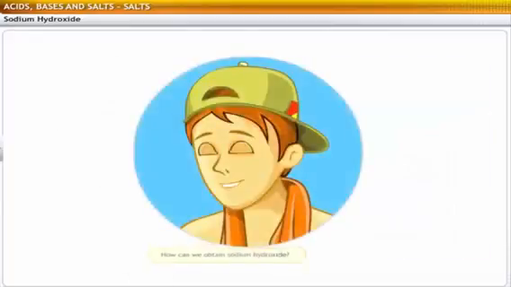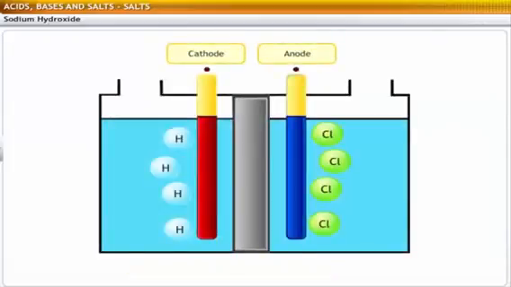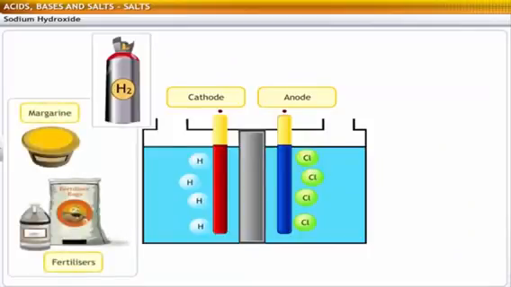How can we obtain sodium hydroxide? Sodium hydroxide is produced by the electrolysis of aqueous solution of sodium chloride called brine. The electrolysis of brine is called the chlor-alkali process, since the products formed are chlorine and an alkali. In the process of electrolysis of brine, hydrogen is collected at the cathode and chlorine at the anode. The hydrogen formed in this process is used to manufacture fuels, margarine, and ammonia for fertilizers.